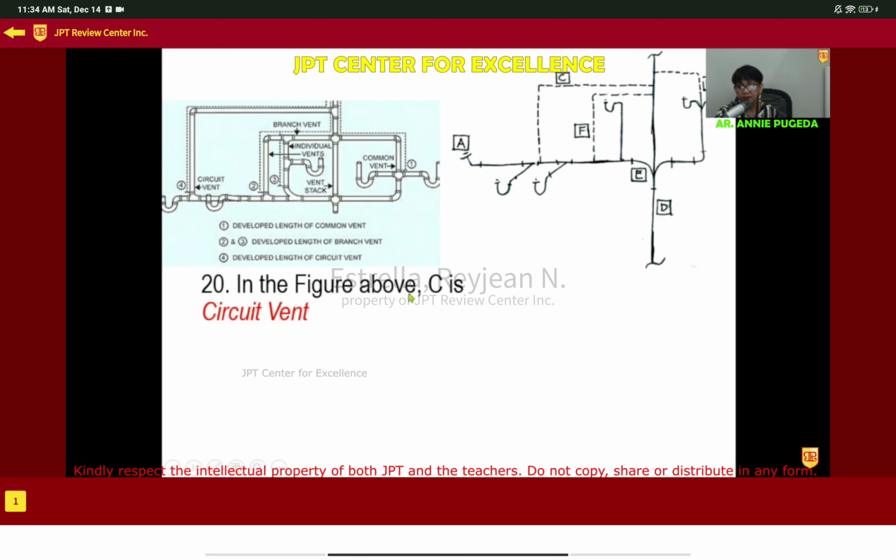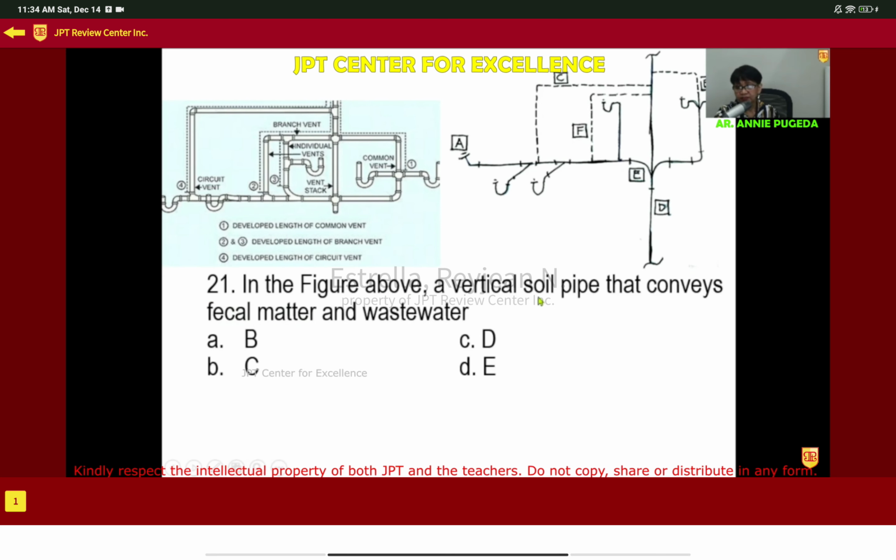Next. Figure above, letter C, you see, it loops. It loops these. Therefore, it is a circuit vent. Next, a vertical soil pipe that conveys fecal matter and wastewater. That's letter D. Where's D? It's at C, CD, that's the soil stock.